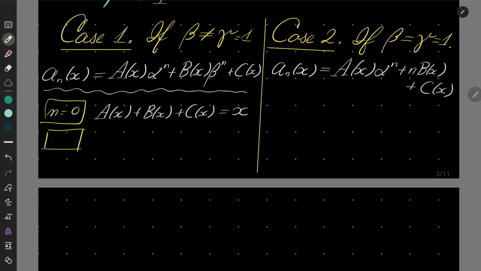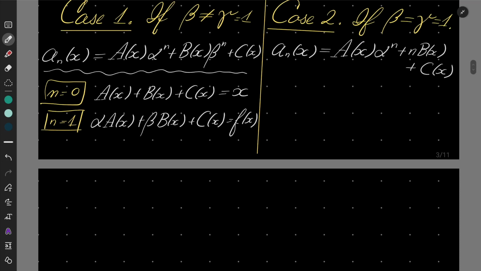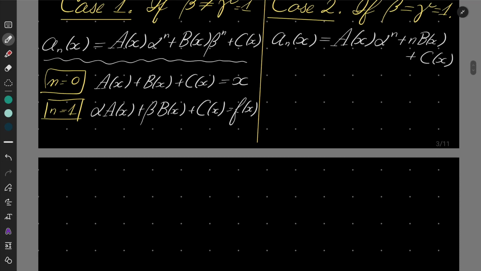If n equals 1, I have the following: alpha a(x) plus beta b(x) plus c(x) equals f(x), because a_1 was defined to be just f(x). So now I have 2 equations, but I have 3 variables, a, b, and c. How can I find the third equation? Well, the third equation can be obtained by plugging this general form of solution in our recursion.